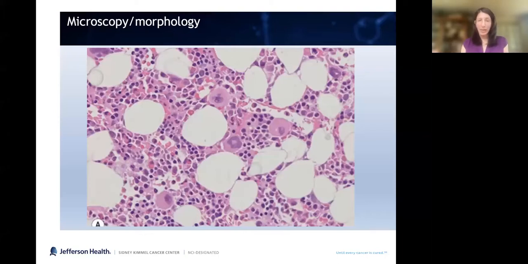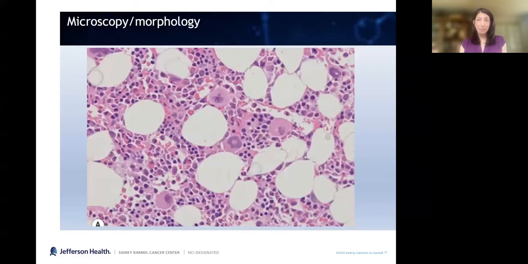And what I'm showing you here is actually a normal bone marrow biopsy. What you see is cells, and you see different kinds of cells, right? Some of them are bigger, some of them are smaller, some of them have darker central nuclei, and some of them have lighter ones. And then you see these big white areas, and that is fat. And so it is very normal for our bone marrows to have both cells and fat.